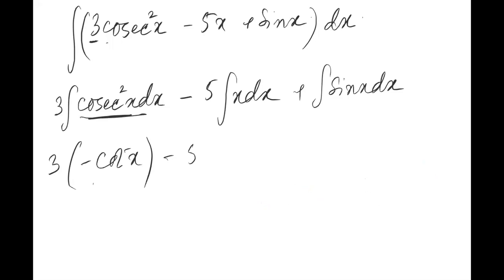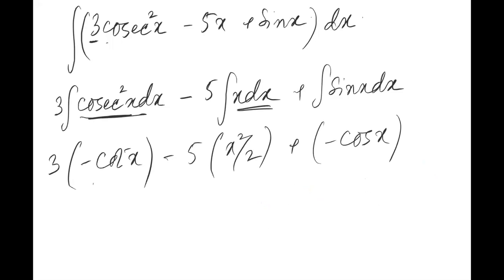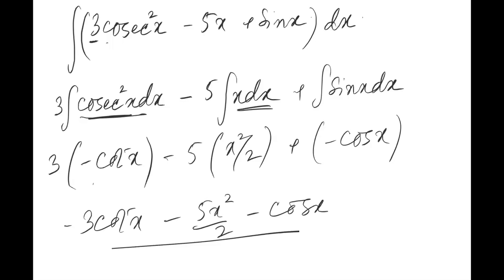Now we have minus 5. The integration of x dx will become x square by 2, and the integration of sin x is minus of cos x, if you remember. These are just the formulas. So finally you can write minus 3 cot x minus of 5x square by 2 minus of cos x is your answer. Is it correct?